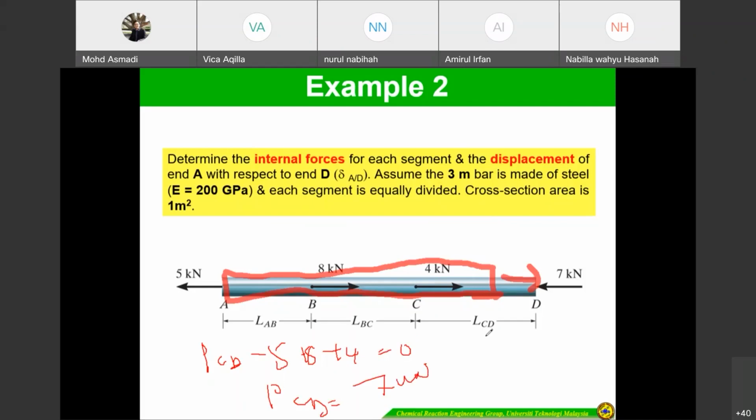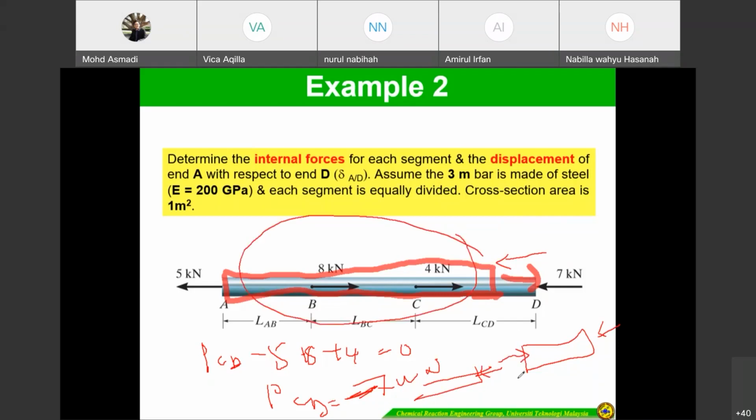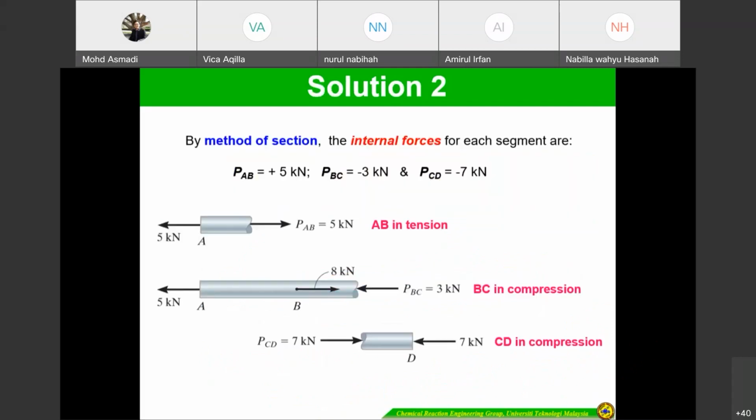So it means this direction, because you will get negative here. If you calculate this one toward this direction, because you calculate choosing the left side, it means it is the opposite side. It's the same. So it's compression. BC compression, AB tension, CD compression.